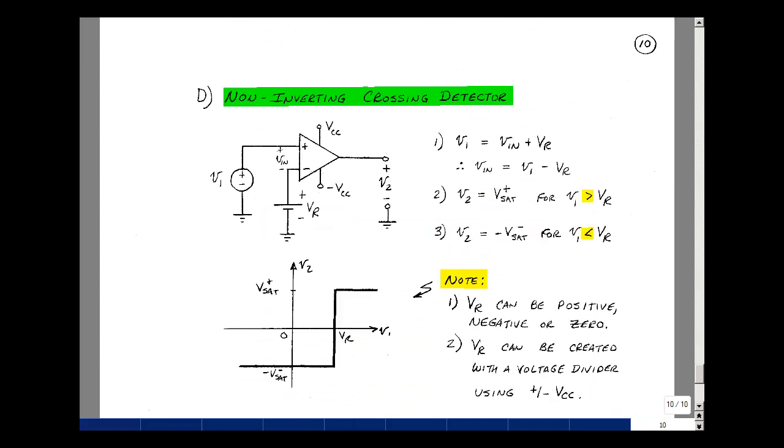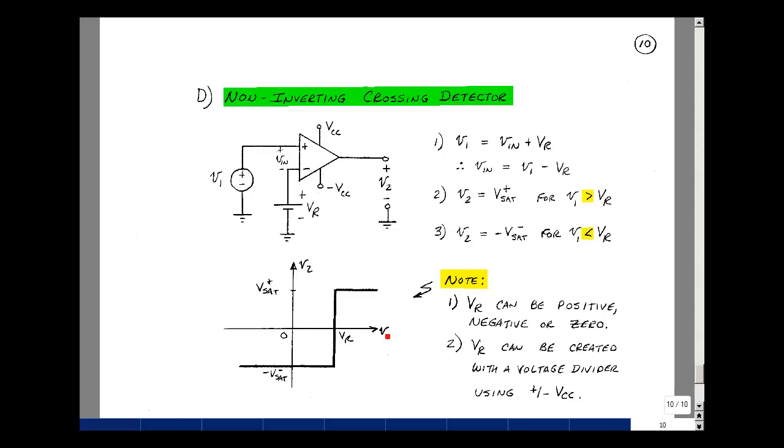If there's an inverting crossing detector, it would seem reasonable there's a non-inverting crossing detector, and it's shown here, where the plus sign is on the top and the minus is on the bottom of the comparator. Label where Vin is, and now let's solve for Vin in terms of my input and my reference voltage. Rise in voltage is V1, the drop is Vin plus VR. So Vin is equal to V1 minus VR. When this quantity is positive, the output saturates positively. That would mean that V1 is greater than VR.